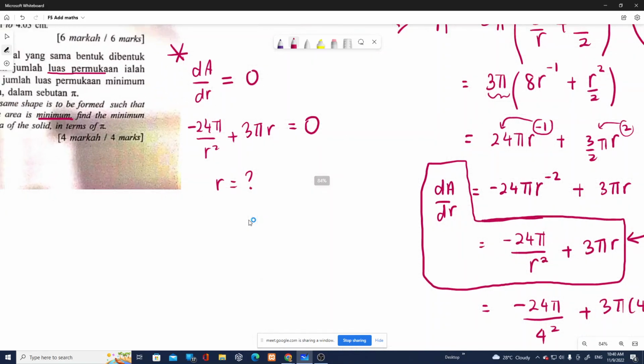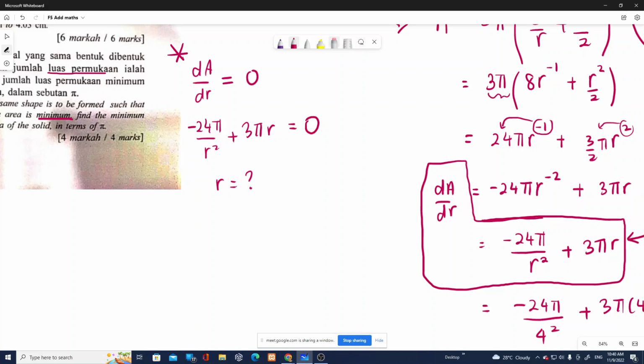Understand? This is what we should do. Okay, so how do you know how to solve this problem now? Negative 24 over pi over R square plus 3 pi R is 0. So what is our value of R?